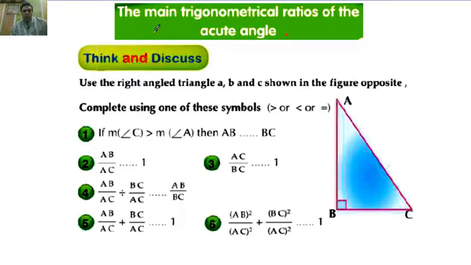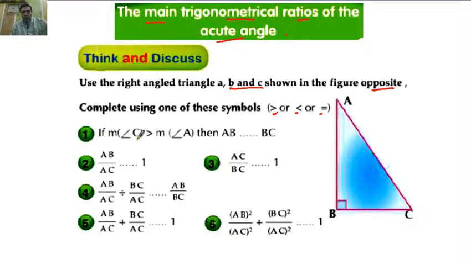Bismillahirrahmanirrahim. Dear students, our lesson today is about the main trigonometrical ratios of the acute angles. Think and discuss. Use the right angled triangle ABC shown in the figure opposite, like this. Complete using one of these symbols: greater than, less than, or equal.